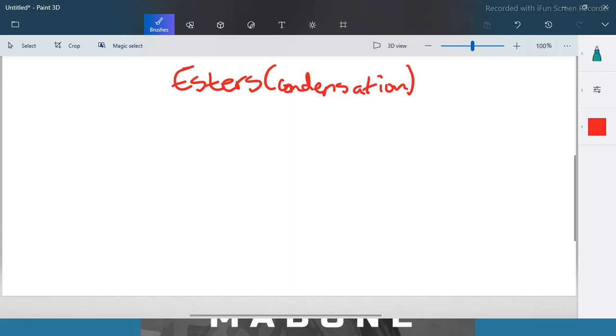In order for me to do esterification, I have to take note of something. The functional group of this, as I told you earlier on, is going to be your carboxylic acid plus what? Let me check. It's your carboxylic acid plus your hydroxyl group.